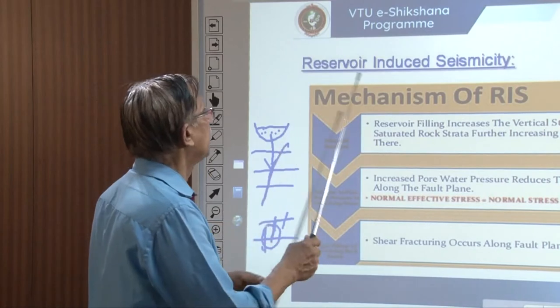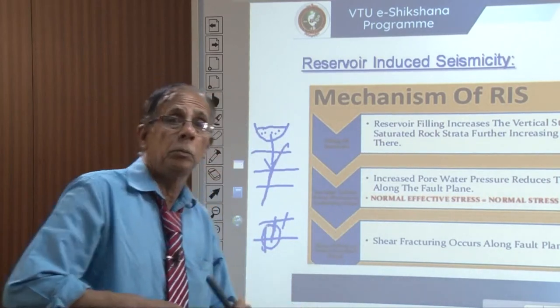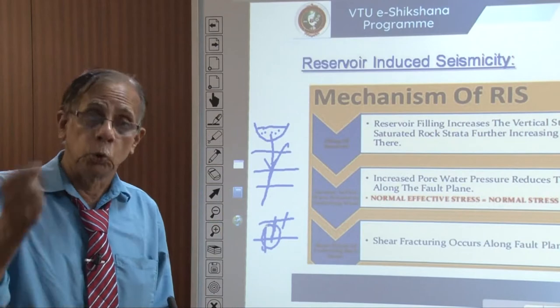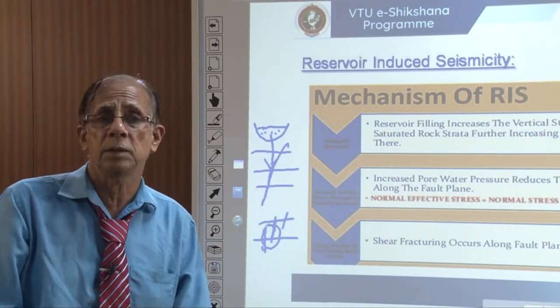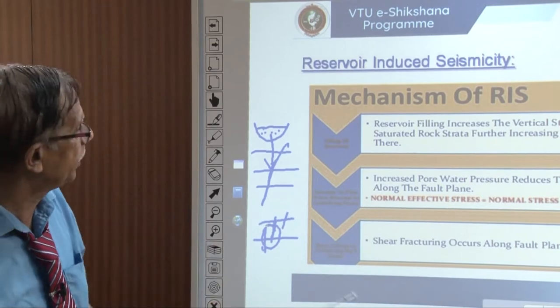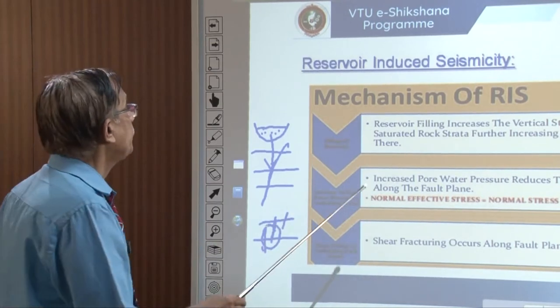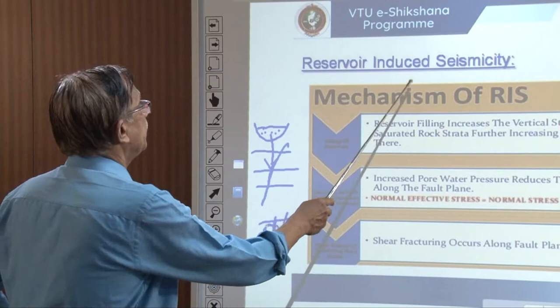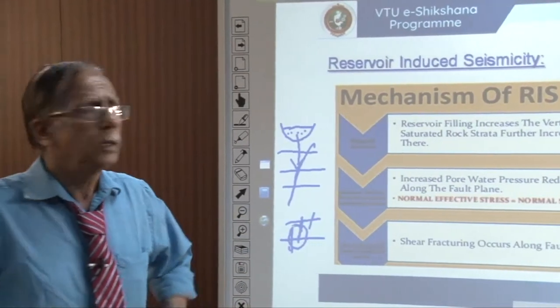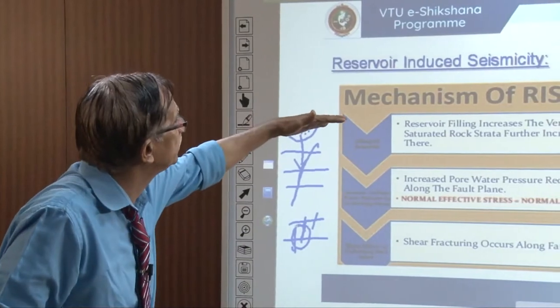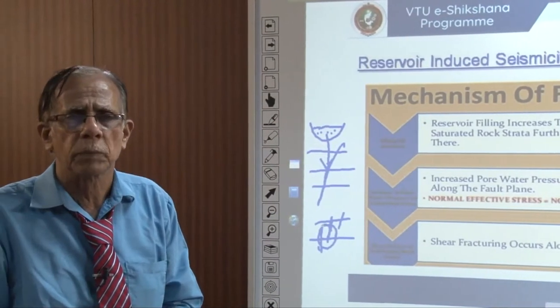This kind of earthquake is generated below the reservoir due to the water stored in the reservoir. There is pressure and seepage or percolation of water. It is called reservoir induced seismicity. Friends, it is not restricted to seismicity alone.